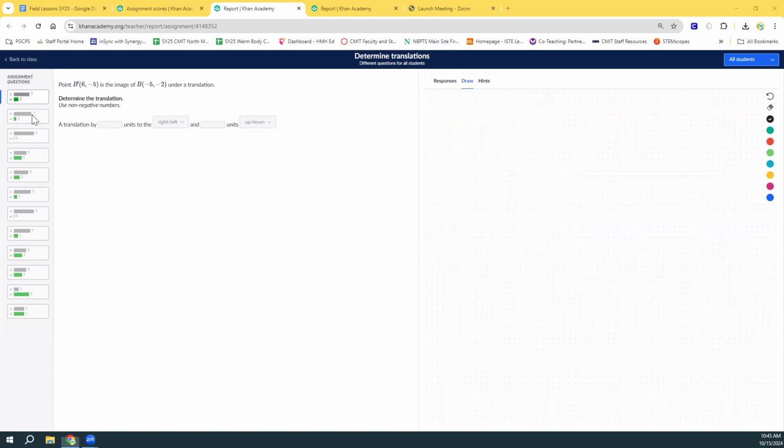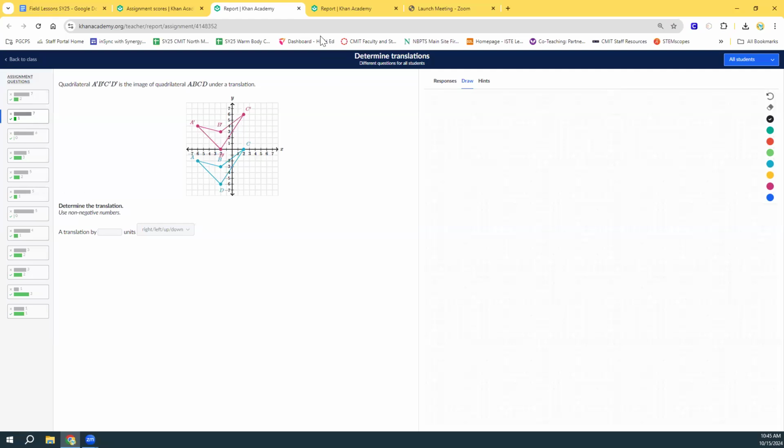Okay, now let's look at this one. Something like this where they give you the picture, super easy, right? We just need to know which one is the pre-image, which one is the image.